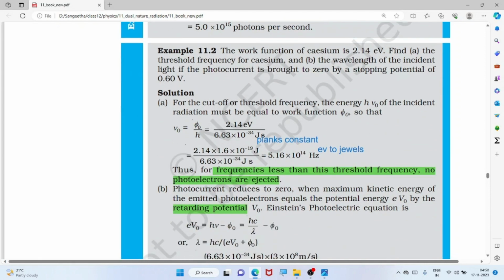The work function is 2.14 electron volt, that is φ given. Find A, the threshold frequency ν0. So φ equals hν0, ν0 equals φ, the work function, divided by Planck's constant. So this is the threshold frequency. Important: if the frequency is less than this threshold frequency, no photoelectron will be ejected. Only at or above the threshold frequency will photoelectrons get emitted.